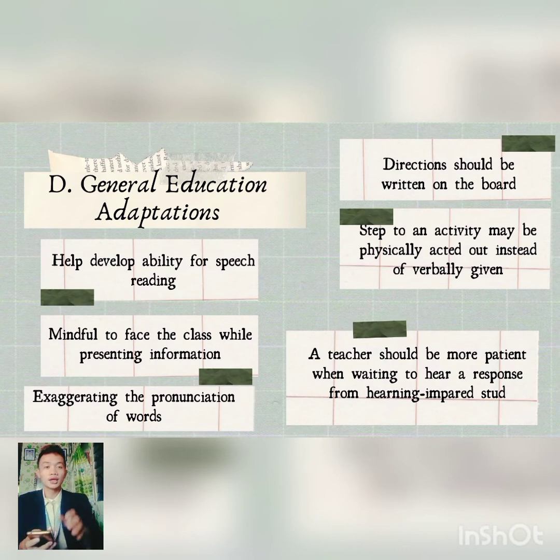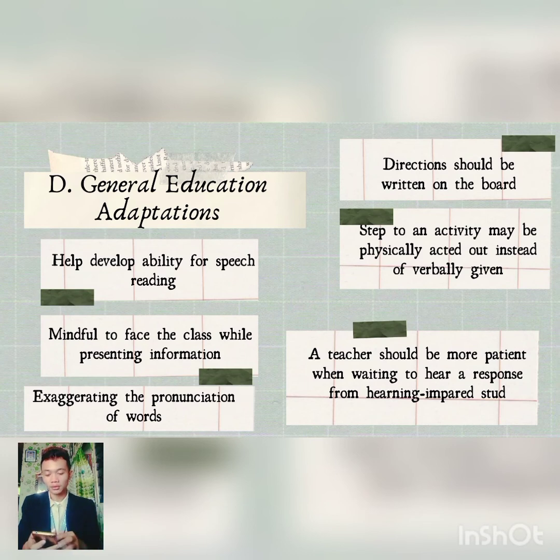So first, a teacher should help develop the ability for speech reading. Some students have difficulty hearing, so teachers could help them use their residual hearing. Teachers should help students develop speech reading, or watching other people's lip movements and expressions. It is the responsibility of a teacher to give effort in dealing with these strategies.